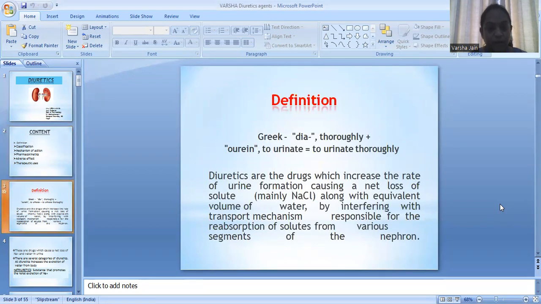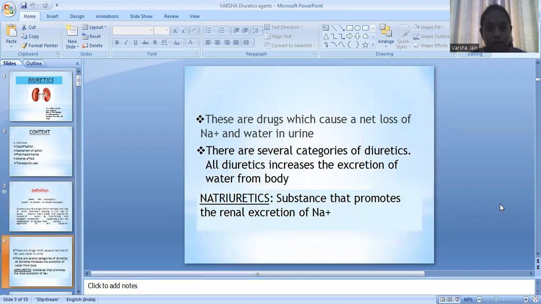The definition of diuretics: these are the drugs which increase the rate of urine formation, causing a net loss of solute, mainly sodium chloride, along with an equivalent volume of water, by interfering with the transport mechanisms responsible for the reabsorption of solute from various segments of the nephron. So these are the drugs which cause a net loss of sodium and water in urine.